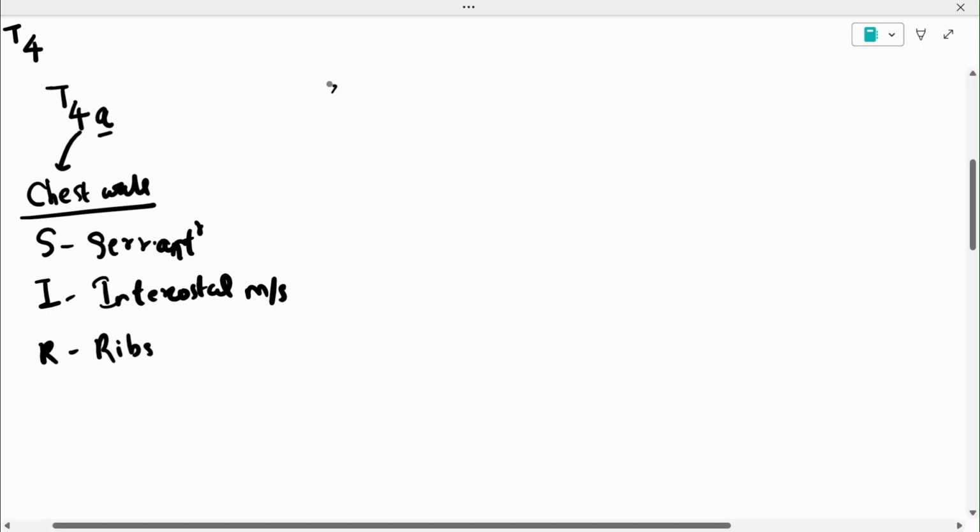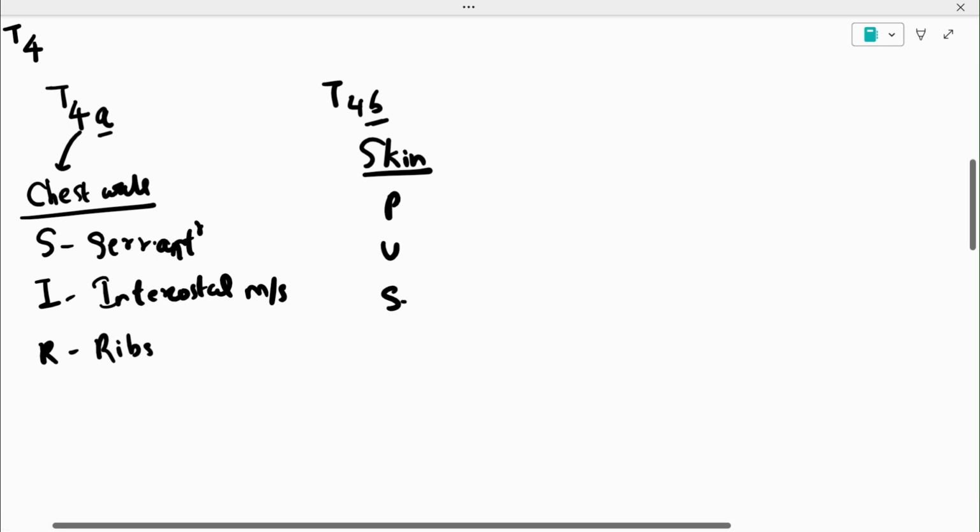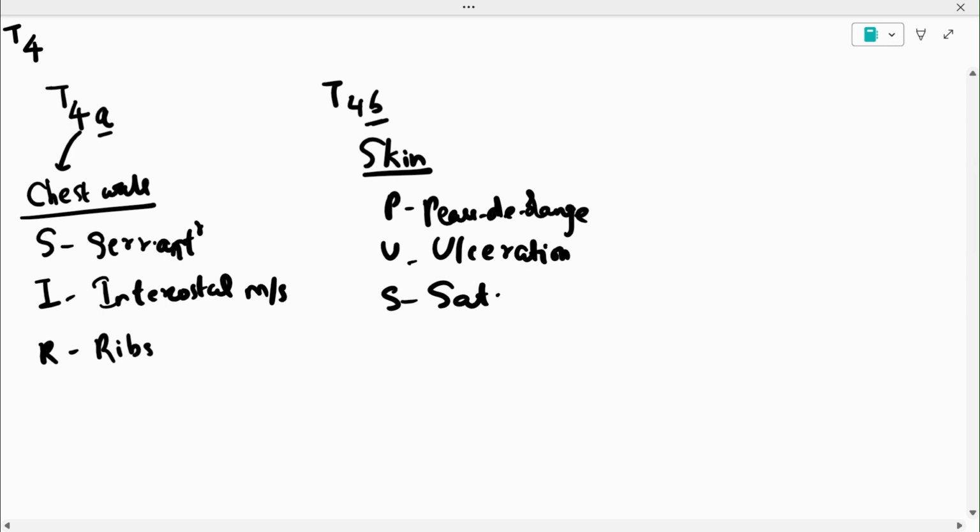Then next is your T4b. B for Bahar, outside the breast or anterior to the breast. It is nothing but skin involvement. Whenever you have skin involvement, there are three important components you need to understand, which go by the mnemonic PUS. P for peau d'orange appearance. Then U for ulceration; whenever you have ulceration over the skin over the breast lump, it comes under T4b. Then S for satellite nodules.